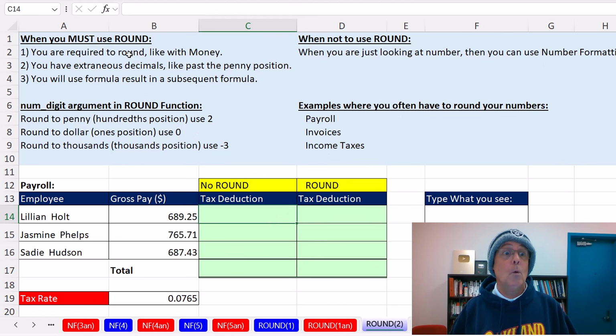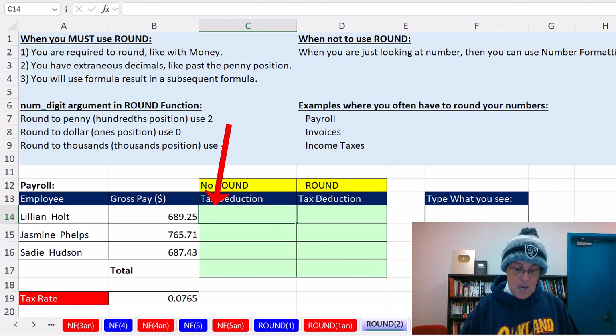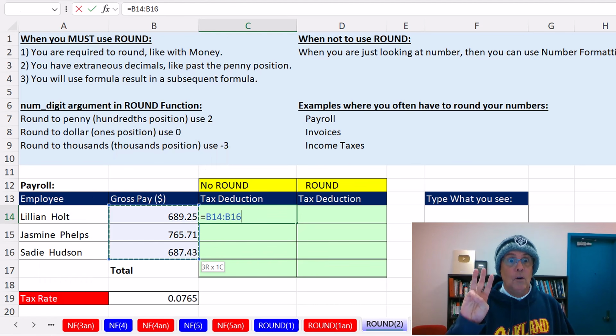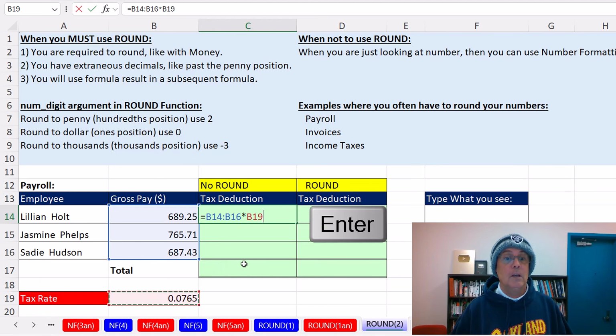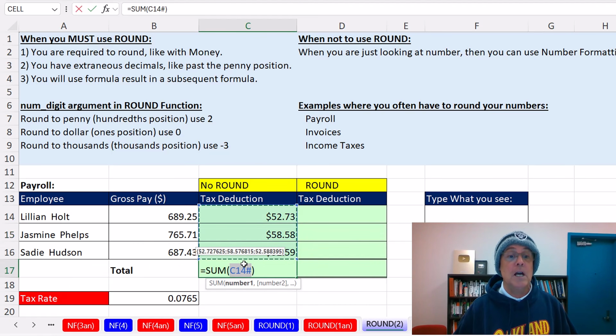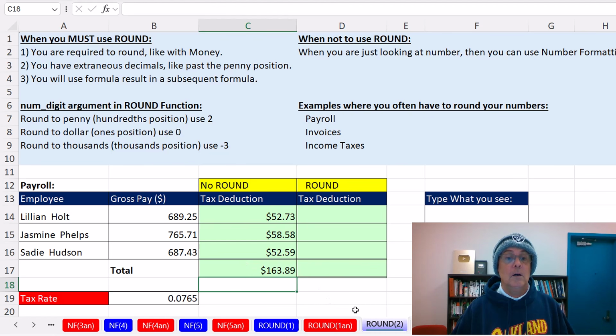Now, let's see why this is true. I want to equals arrow, shift, arrow, arrow. I have all three values times, I'll get the tax rate. Enter. I have number formatting already applied. Alt equals to add them up. Enter. 163.89.